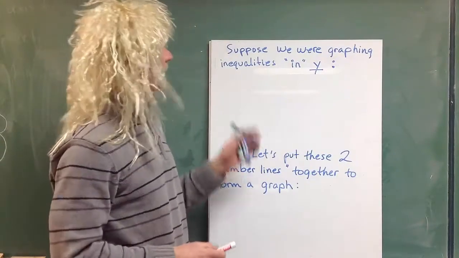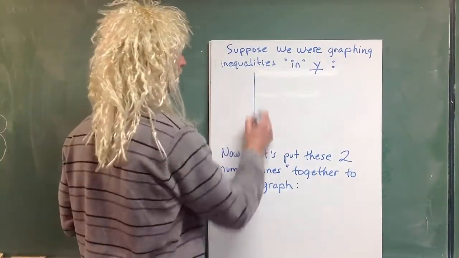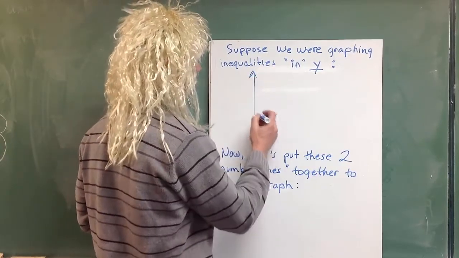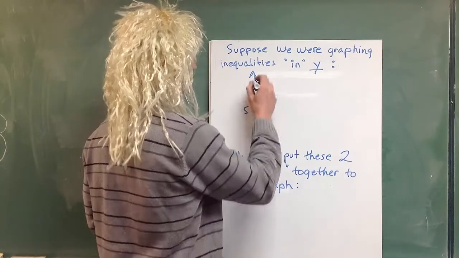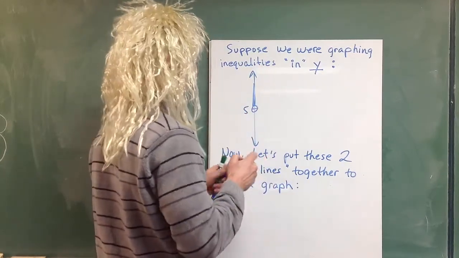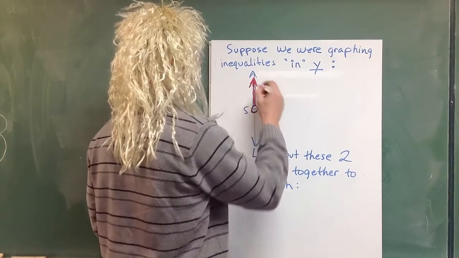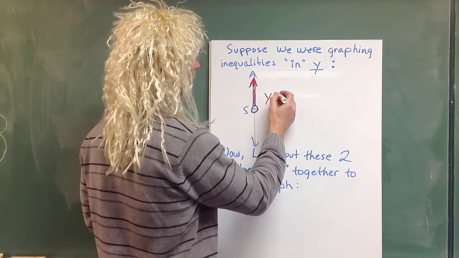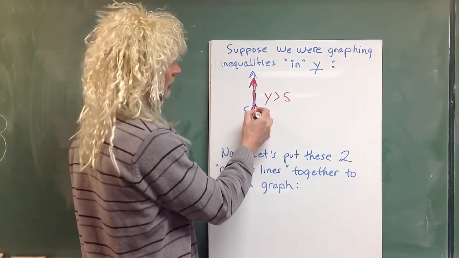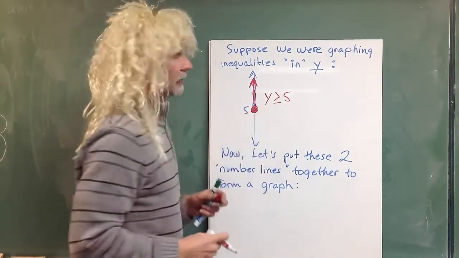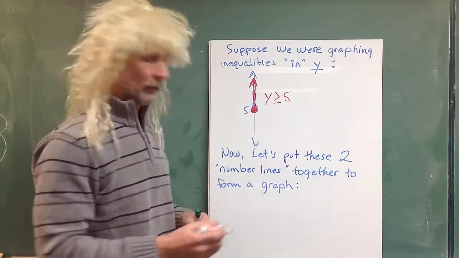Suppose we were graphing inequalities in y. Well, if it was in y, we might have a vertical number line like this. So if this was 5, and we had a line like this, hollow line of 5, going up forever, this might say y is greater than 5, not equal to. If it was equal to, it would be a solid dot, and that would change that to greater than or equal to 5. Now let's put these two number lines together to form a graph.